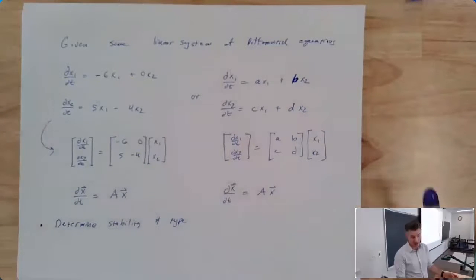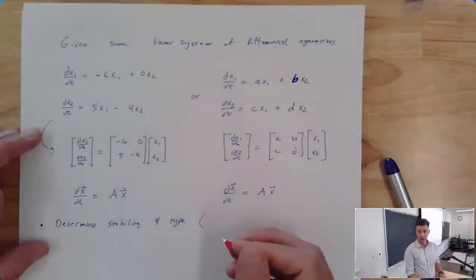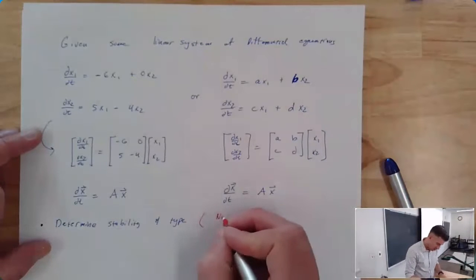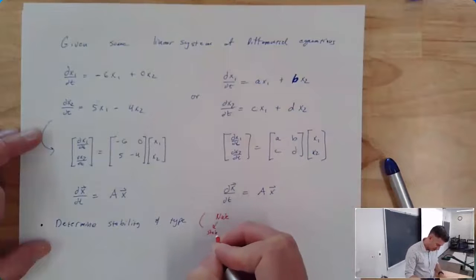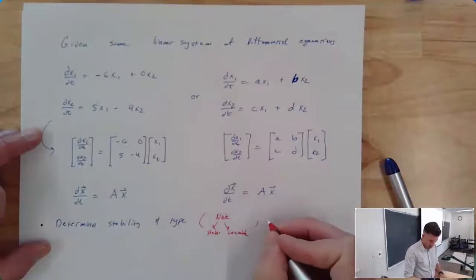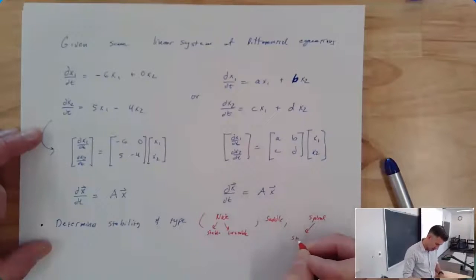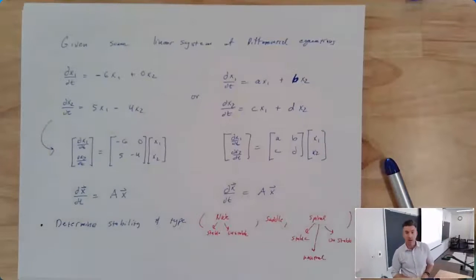And typically there are 6 possible answers to this question. You can be a node, either stable or unstable. You can be a saddle. You can be a spiral that's stable or unstable. Actually, there's 3 spiral options: stable, unstable, and a neutral spiral, which we haven't talked about yet. We're going to today, though. So there's typically 6 options for what kind of stability you can have.